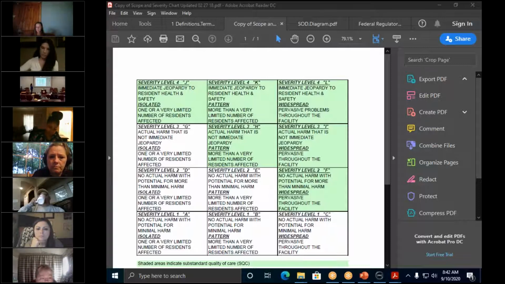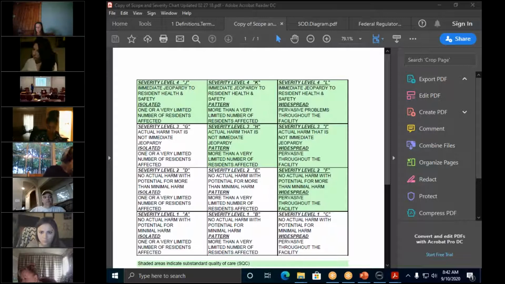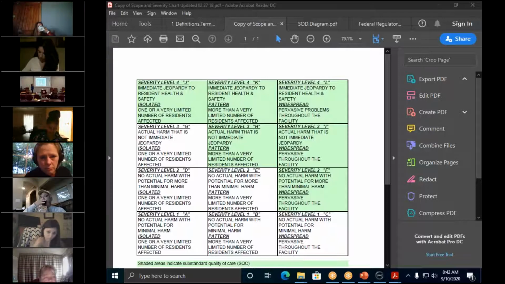The next row is isolated, one or a very limited number of residents affected. When you get to the third row, which is severity G, this is where there's actual harm on this whole row. So isolated is one or a very limited number of persons were affected. And severity J, this isn't immediate jeopardy, but it's isolated to one or a very limited number of residents. So that is the scope, the determination of if it's isolated, which is this row.